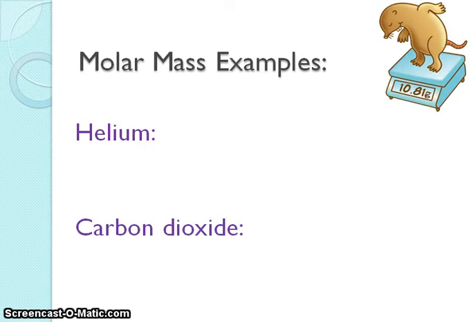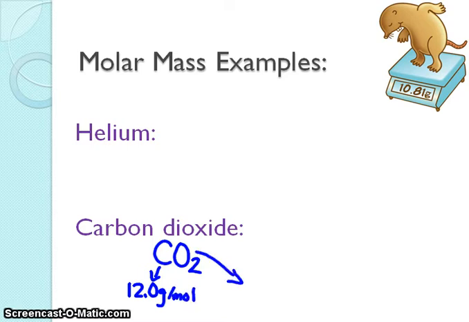If we had a compound such as carbon dioxide, we would first need to look at the formula of carbon dioxide, which of course is just CO2. Then we need to look at the masses of each individual element. Carbon, if we round to the nearest tenth, is going to be 12.0 grams per mole. Oxygen, again, rounded to the nearest tenth, 15.99, is going to be 16.0 grams per mole.